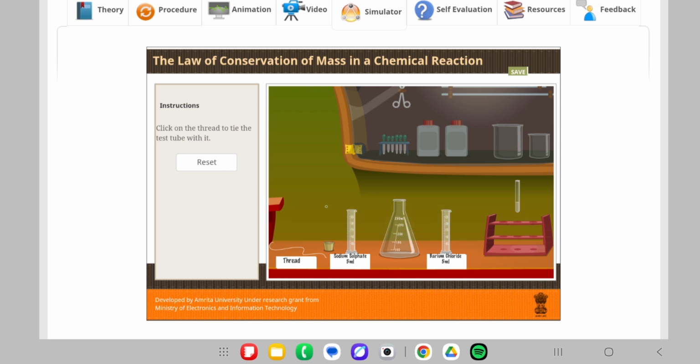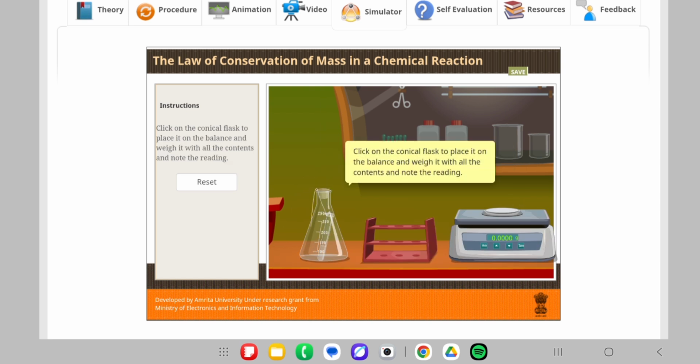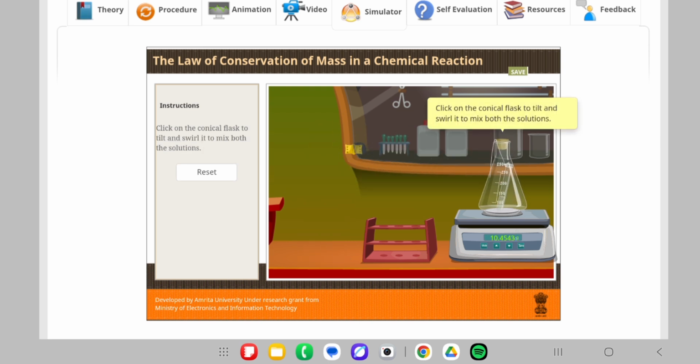Now they are giving you each and every piece of information and the next instruction which has to be done. Take this thread and tie it along the test tube, and then you have to proceed to the next step. Now what you have to do, you have to click on the test tube to hang it in the conical flask. So it has been hanged, and then a cork is put on it. Now you will click on it and it will be weighed.